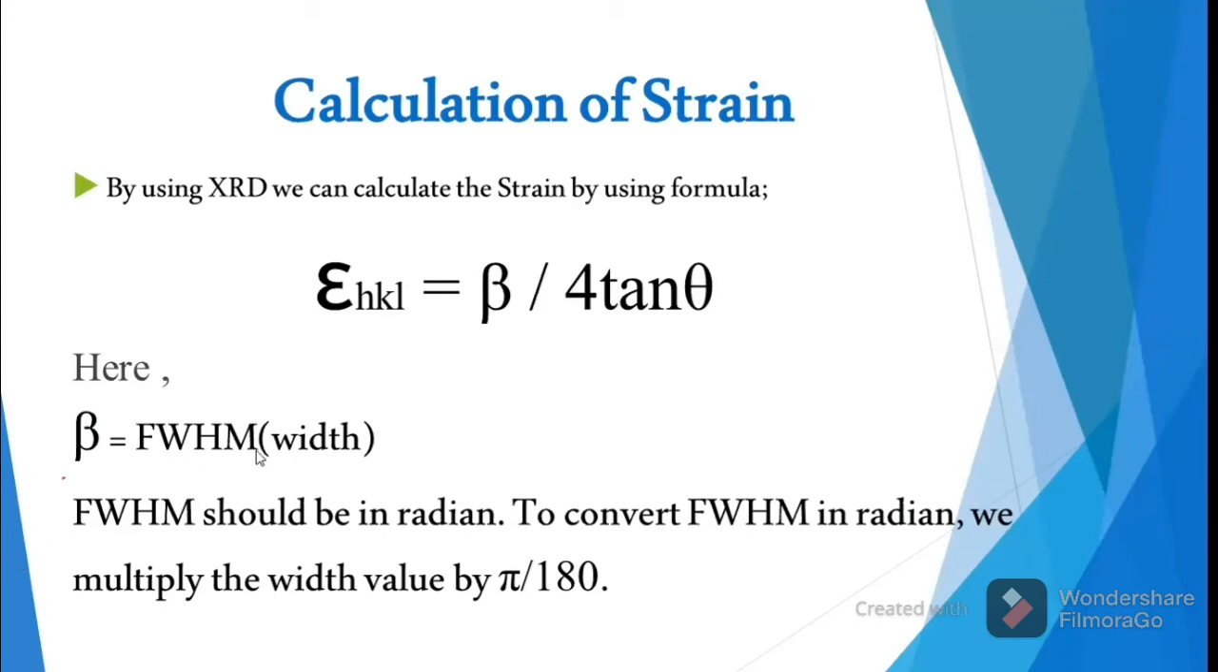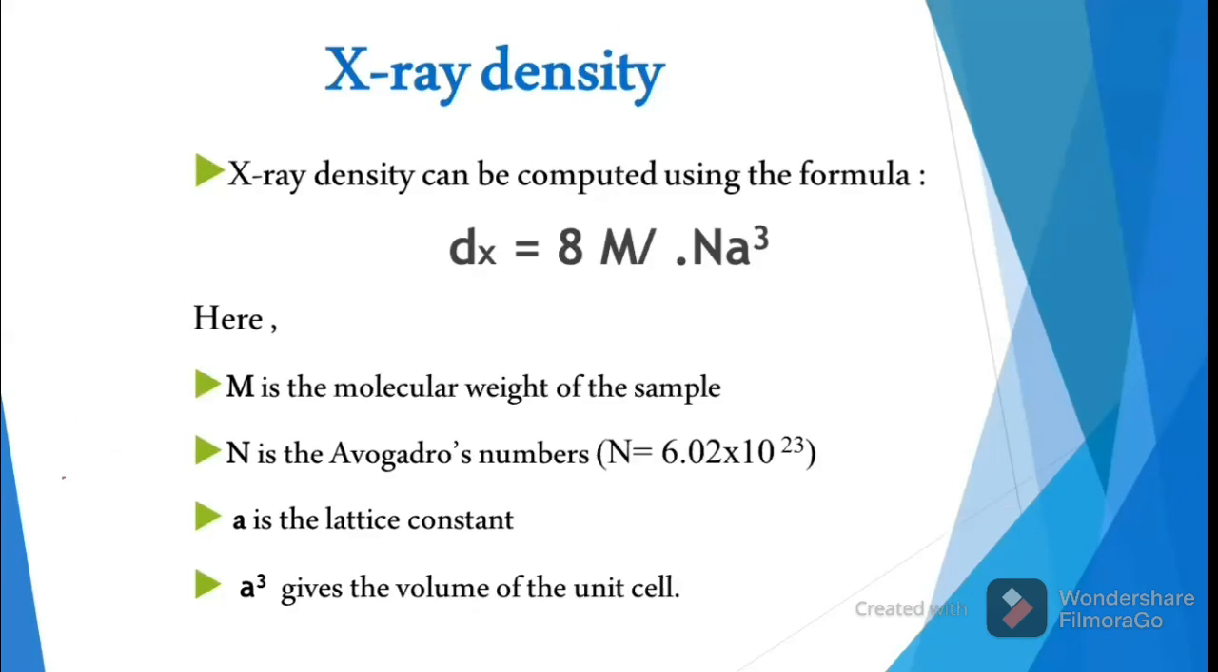So beta is the full width at half maximum. Full width at half maximum should be in radian. This is very important. If you do not convert the full width at half maximum into radian, your answer will be wrong. To convert the full width at half maximum into radian, we multiply the width value by pi by 180. Now we can also calculate the X-ray density.